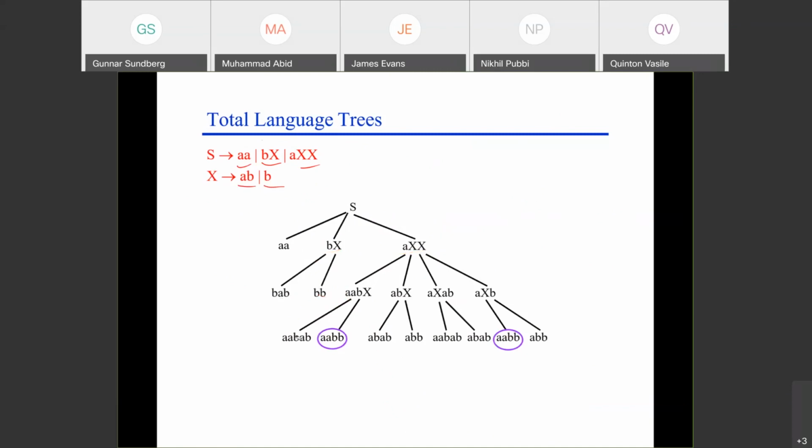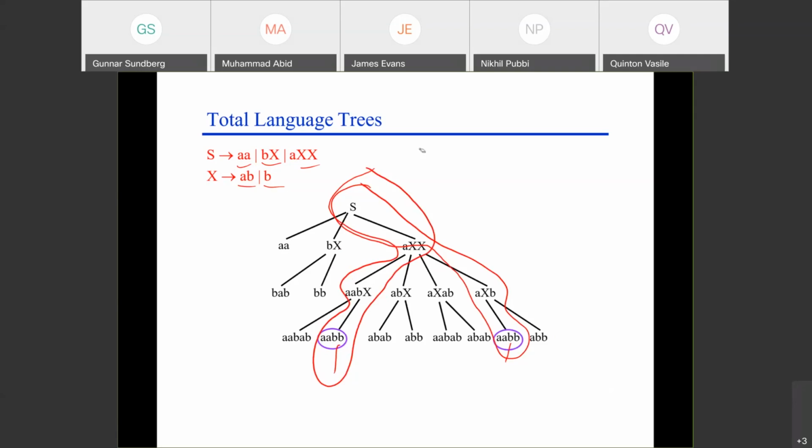And then in your complete tree, if you scan the leaf nodes and you find the same word instance more than one time, like aabb, aabb, it means you can generate this word by using this path or by using this path. It means you can generate this word more than one way. So this is an ambiguous grammar.